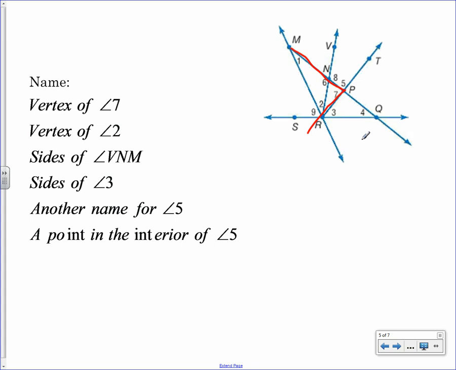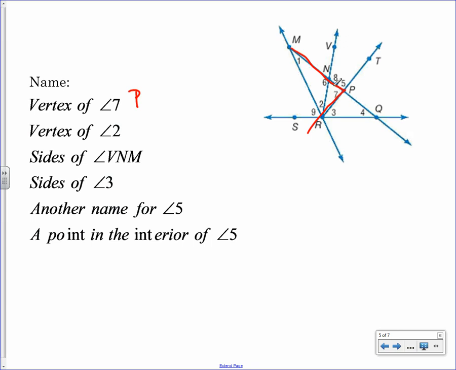Do you guys see that that's angle 7? And then P is at the vertex. So capital P. Yeah. Why wouldn't it be N or R? N or R. The vertex? So do you understand that this is the only angle 7 that we have? Do you get that?